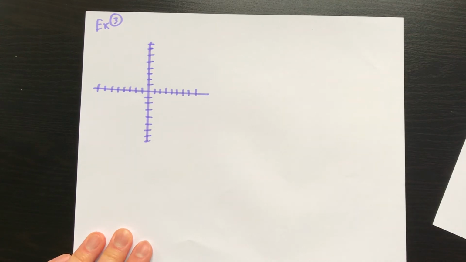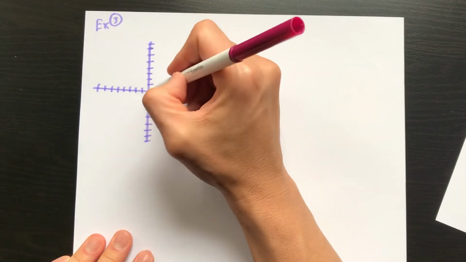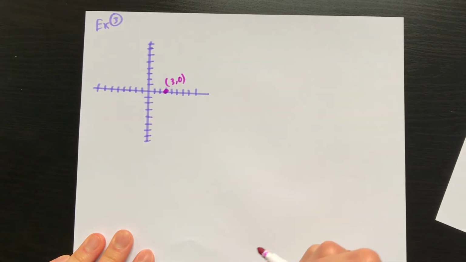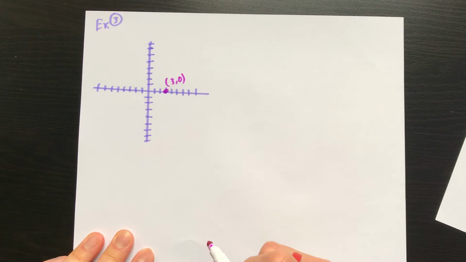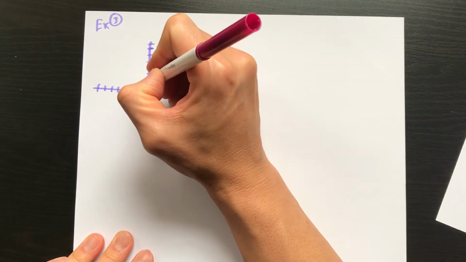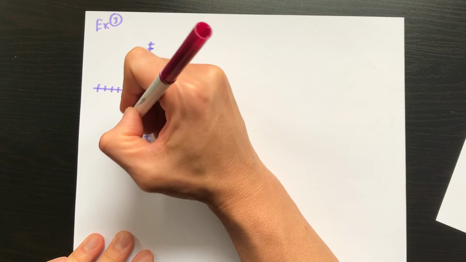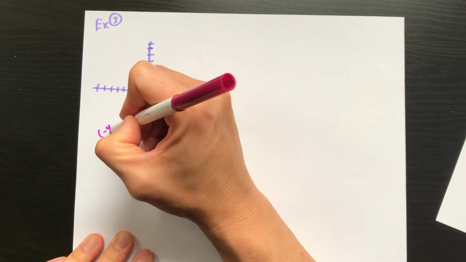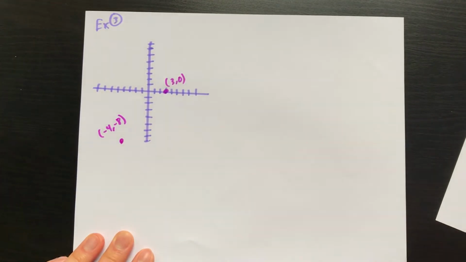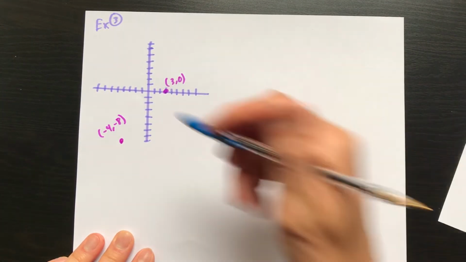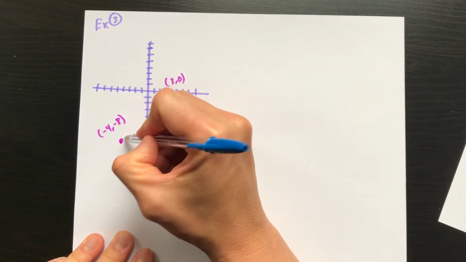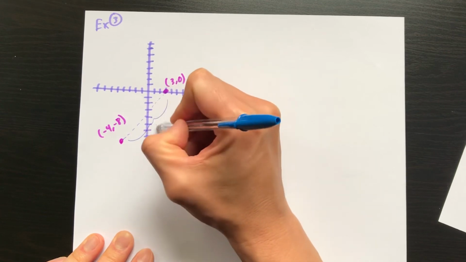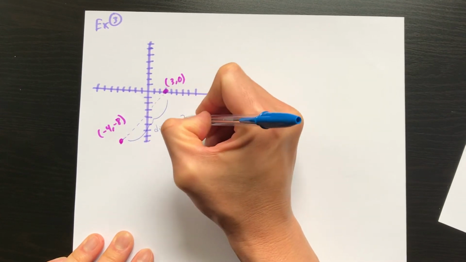All right, next point. Let's try 3, 0. 1, 2, 3, 0. It's 3, comma 0. And negative 4, negative 8. Negative 4, 1, 2, 3, 4. Negative 8. Ooh, that's far away. Negative 4. Okay. So we're looking at this right here. We want to find this distance.